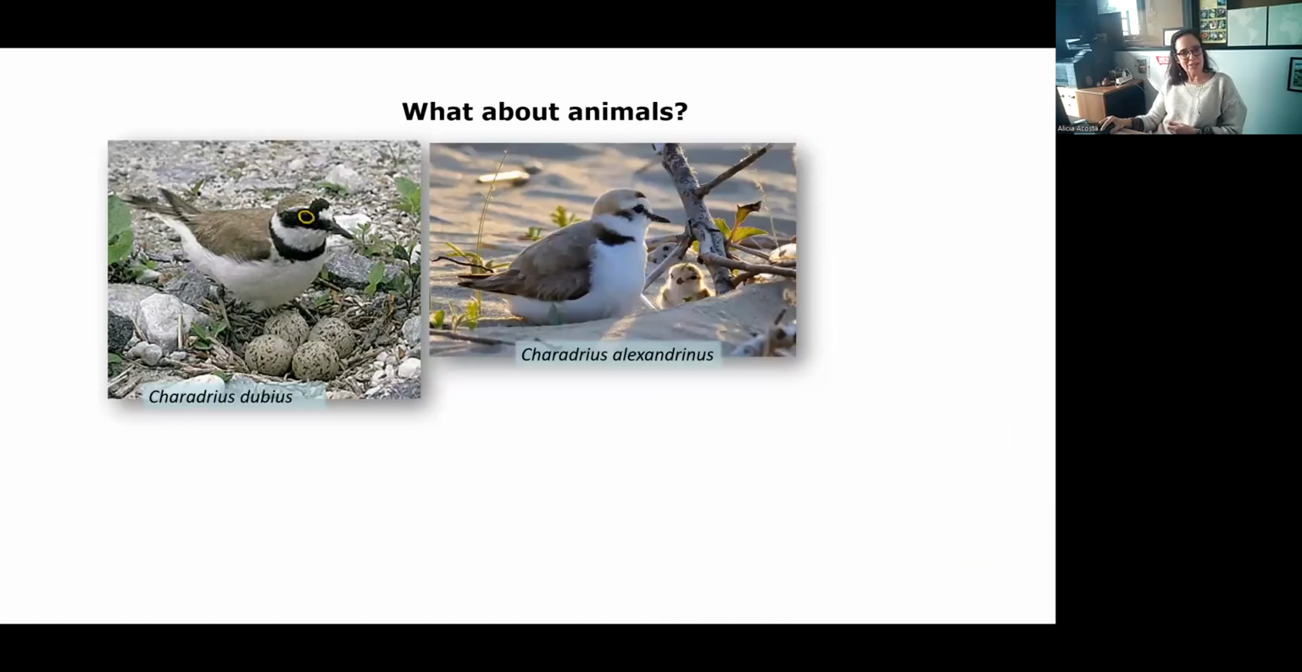But what about animals? Coastal dune fauna is also very interesting and worth mentioning.